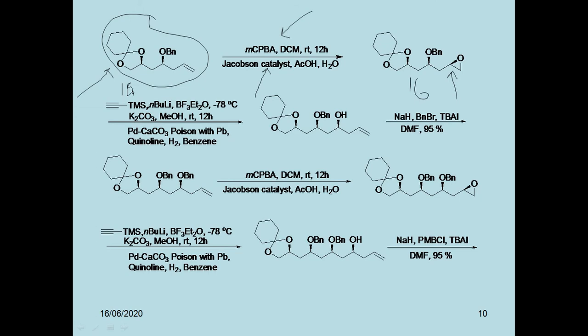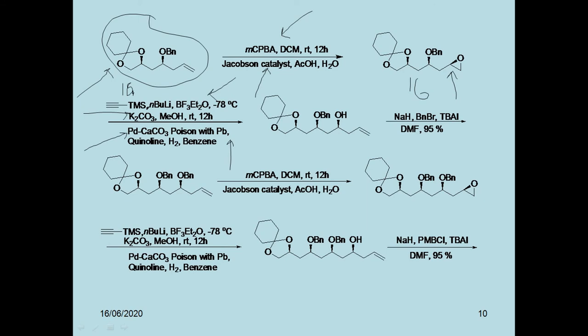Compound 16 is treated with TMS acetylene, butyl lithium and BF3 etherate conditions. The epoxide is opened with TMS acetylene, followed by treatment with K2CO3 in ethanol, where the TMS group is removed, followed by hydrogenation with Lindlar's catalyst, where the triple bond is converted into a double bond. Here you have to do controlled hydrogenation. So you are doing three steps. Here also I got a failure. I wanted to do the epoxide opening using copper iodide and allyl bromide, but I was unable to succeed. So I repeated these three steps.